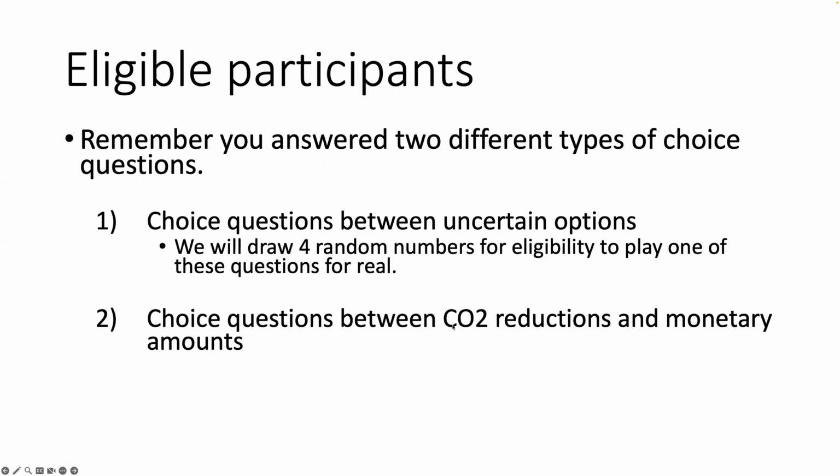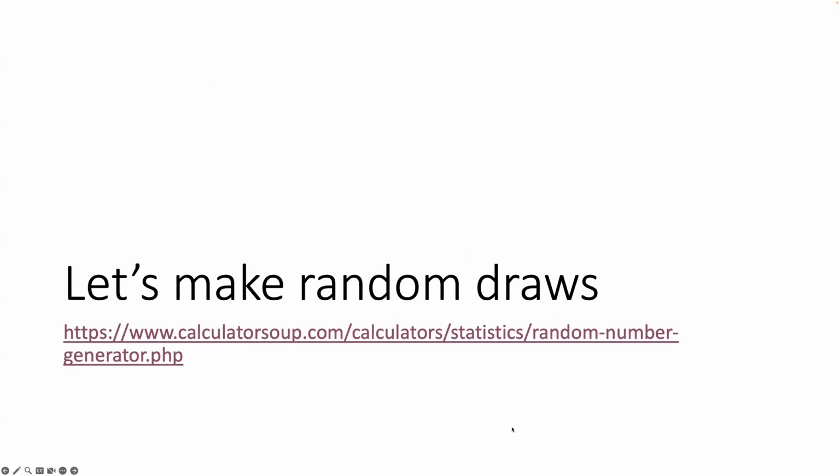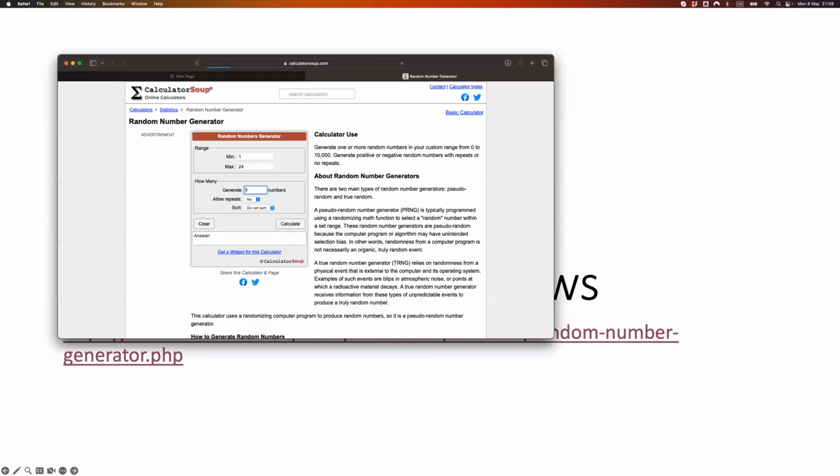4 of the 5 random numbers that we're going to generate now will determine eligibility for the first type of choice questions. And the remaining 1 random number will determine eligibility to play one of the second type of questions. So let us now generate 5 random numbers to determine eligibility. We're going to use an online random number generator, as shown here.